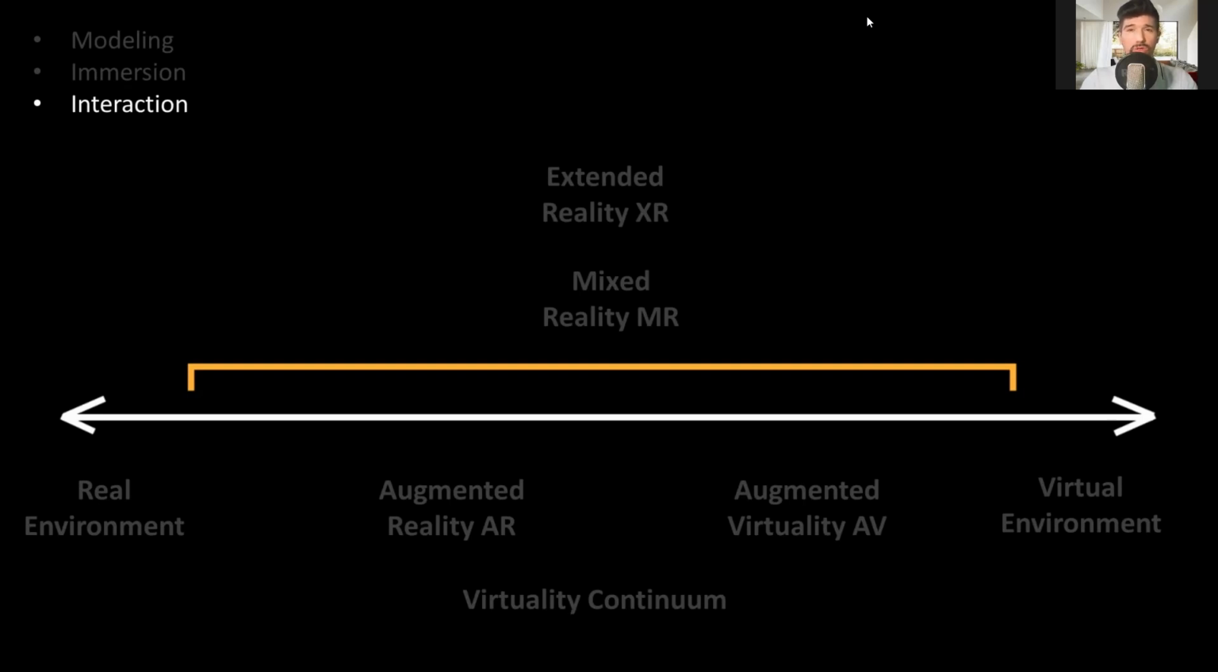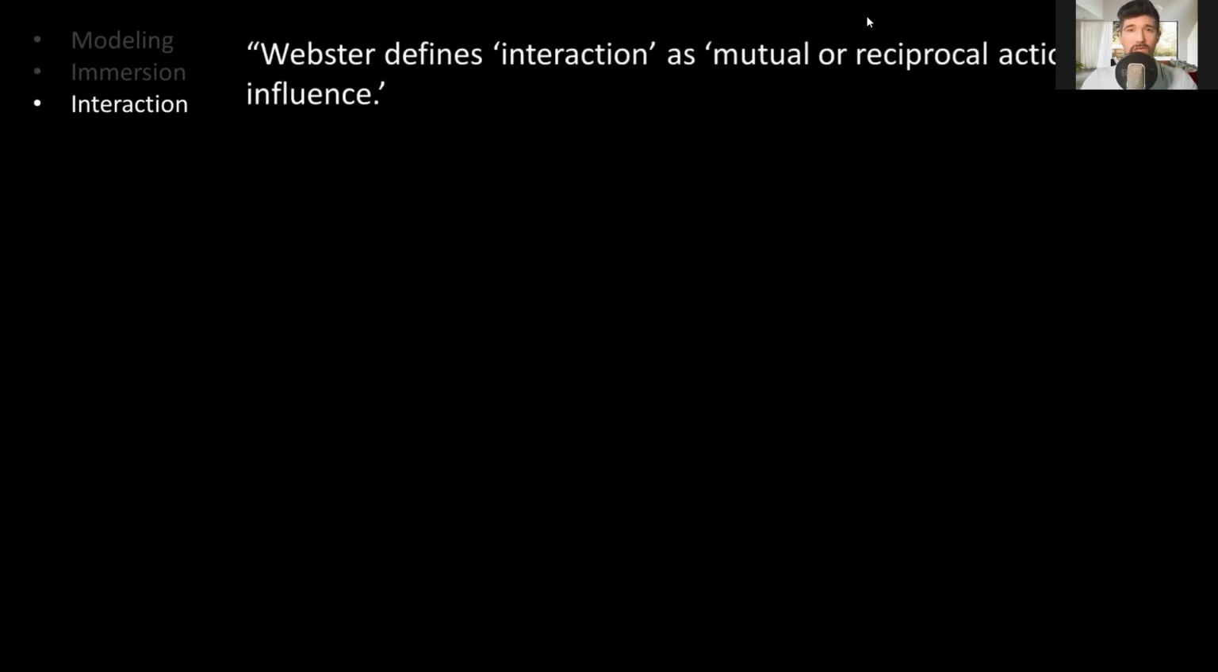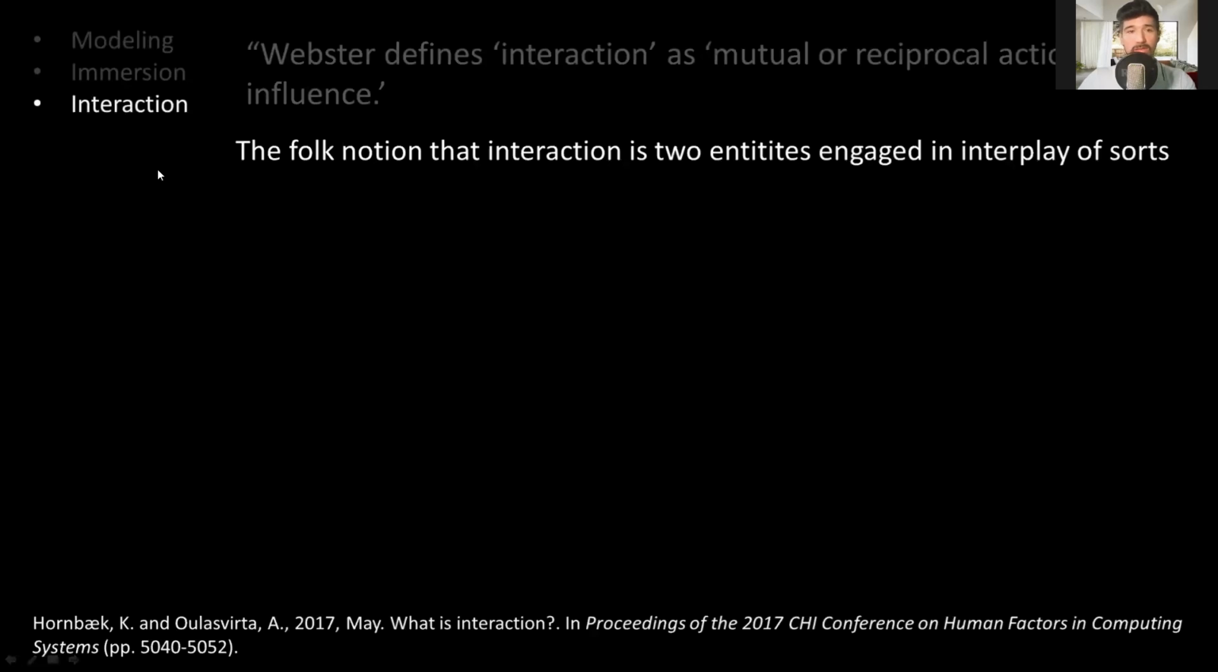So when we try to define what interaction is, we can always go to the Webster's dictionary, which defines interaction as mutual or reciprocal action or influence. However, if we try to find similar interpretations of the word interaction, we can find stuff like the folk notion that interaction is two entities engaged in interplay of sorts.